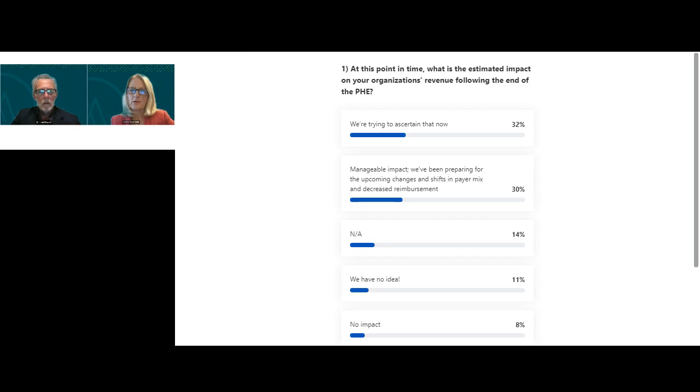All right, so looks like manageable impact in preparing for the changes compared to those of you who are also in the middle of trying to ascertain what the impact is. So we certainly hope that today will help you at least get an inventory or better inventory of what's out there and what's coming. So with that, I'll turn it over to Mike to kick us off with our first topic.